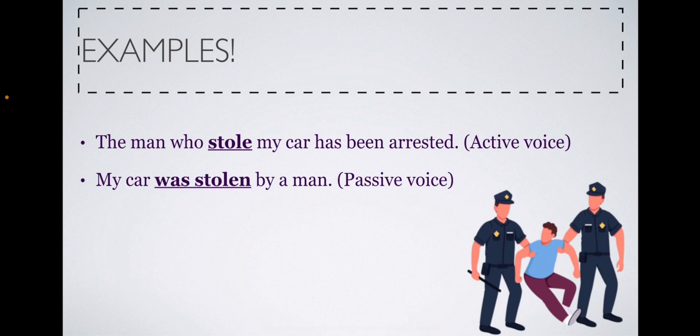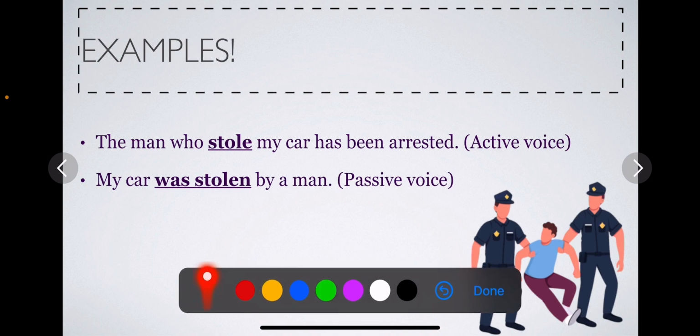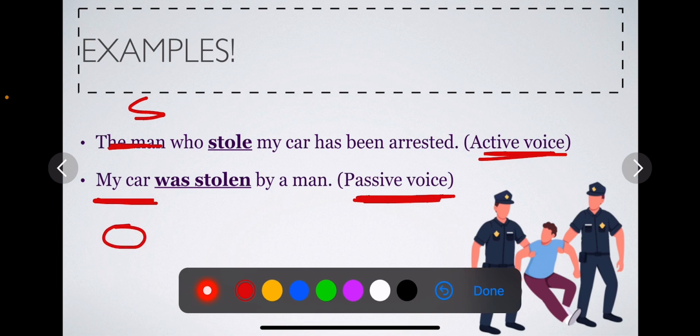Let's take a look at some examples. The first example, the man who stole my car has been arrested. As we can see here, this sentence is an active voice. What is the difference between active voice and passive voice? Active voice, we start our sentence with the subject, but in passive voice, we start our sentence with the object, and the subject can be added at the end of a sentence.